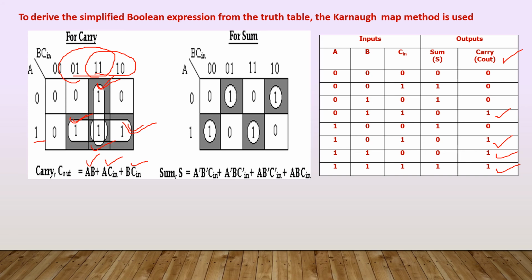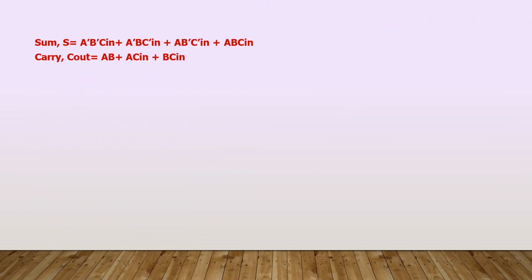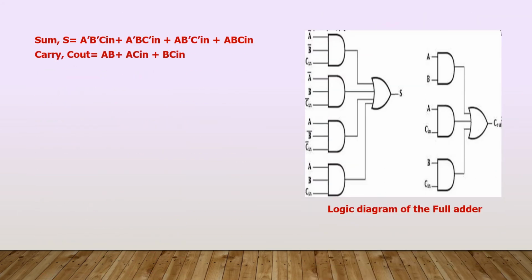Finally, we can just add them together. Similarly, we can do it for sum also. So this is one method of representation for full adder. And for this simplified Boolean expression, we can draw the logic diagram as it is. So sum is equal to, there are 4 min terms, and those 4 min terms are added together. For those 4 min terms, we'll be using 4 AND gates here. 1, 2, 3, 4. And finally, all 4 min terms are added together, so we'll be using an OR gate here.